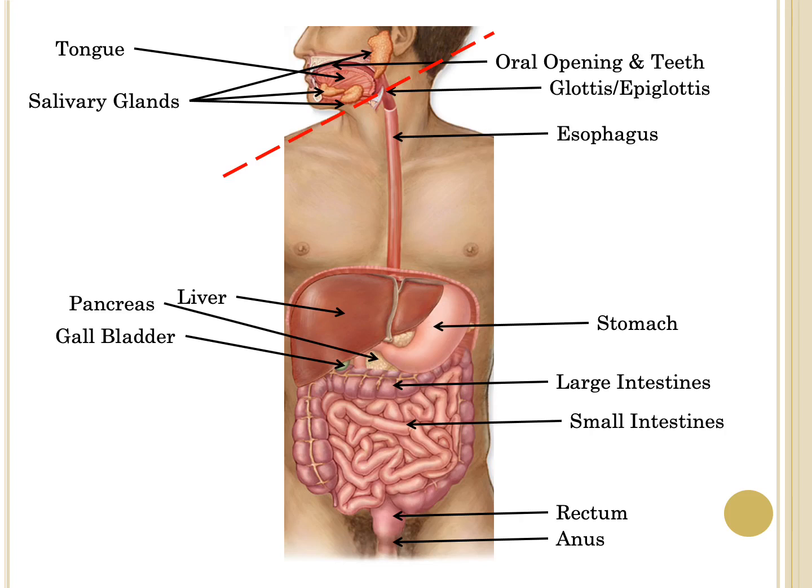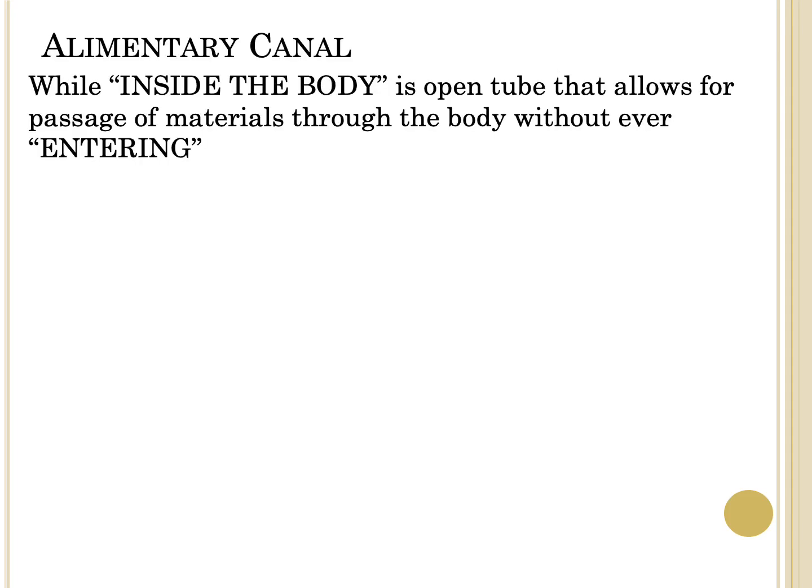Attached to these tubes are three organs that act as what we refer to as accessory organs. They are the liver and gallbladder and the pancreas. So we're going to ignore the individual components that are not part of the alimentary canal, and we'll focus a little bit here on the alimentary canal itself.